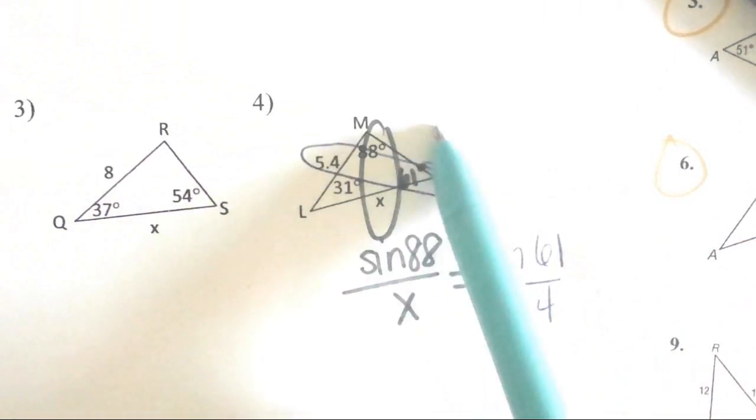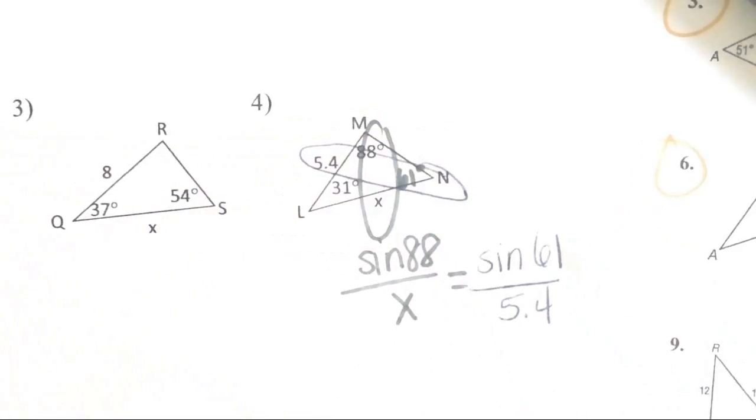Everyone understands 31 didn't have a bunny. That's why we can't use sine 31. You have to find the ones with bunnies.